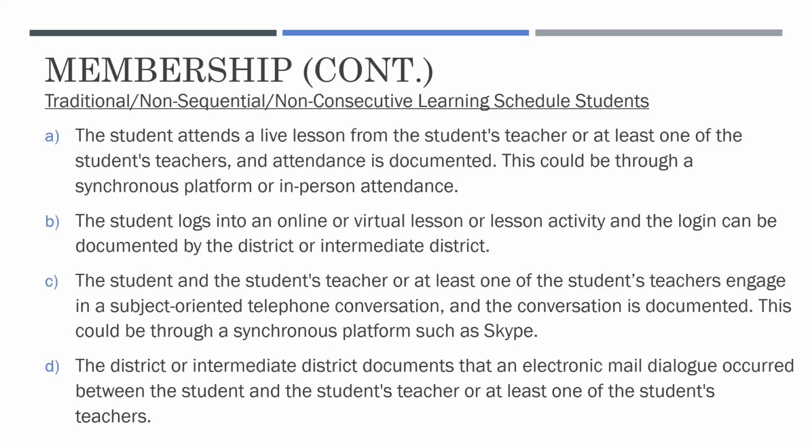So for our traditionally scheduled, non-sequential, non-consecutive, however you phrased it, learners, there are 4 different ways that a student can have an activity in each course. They can use a live lesson. They could log on to the course. This is different than what we would accept in a traditional year. They could have a conversation, either by telephone or through a platform like Zoom or Skype, or they can have an email dialogue. In each of these, the student is going to have a record for each of the scheduled courses.